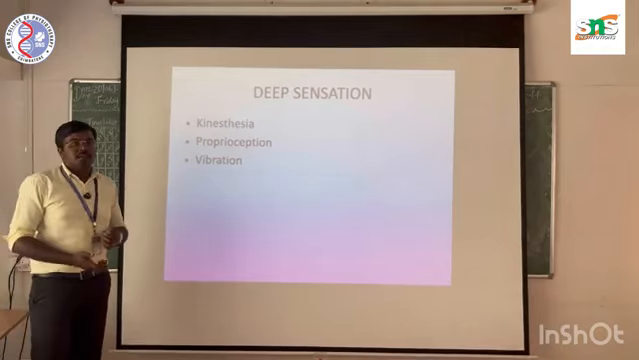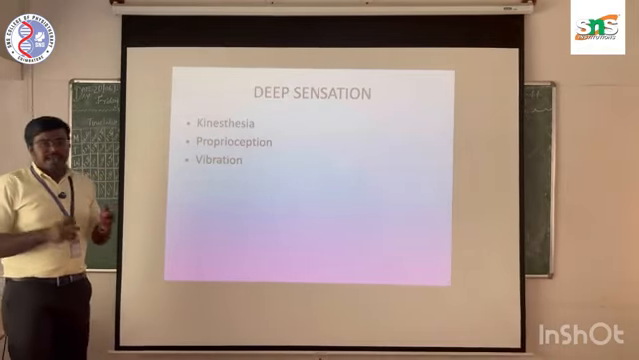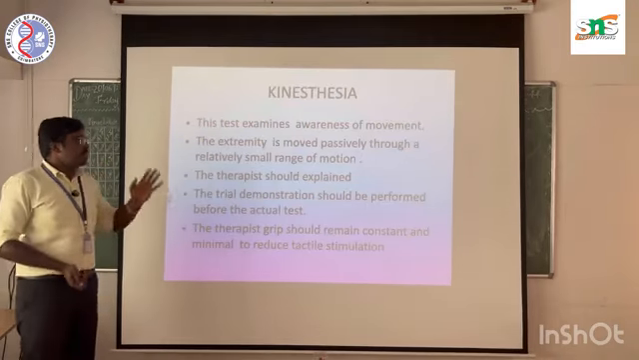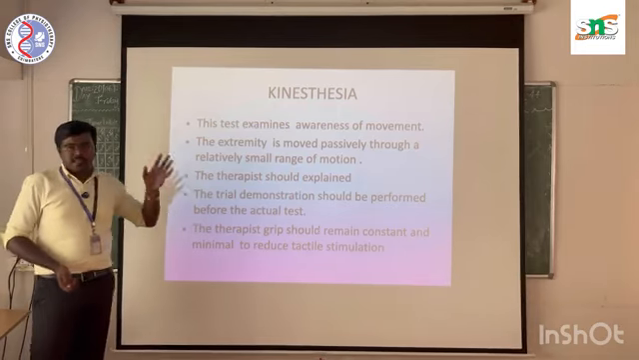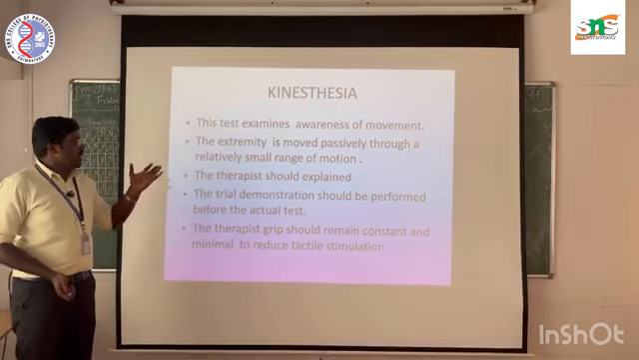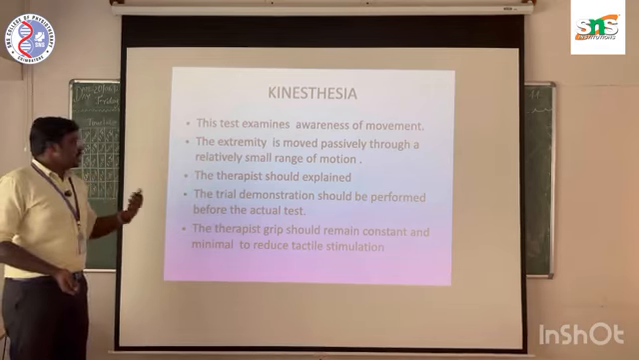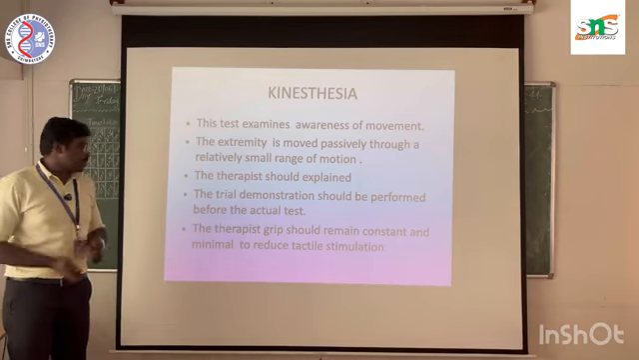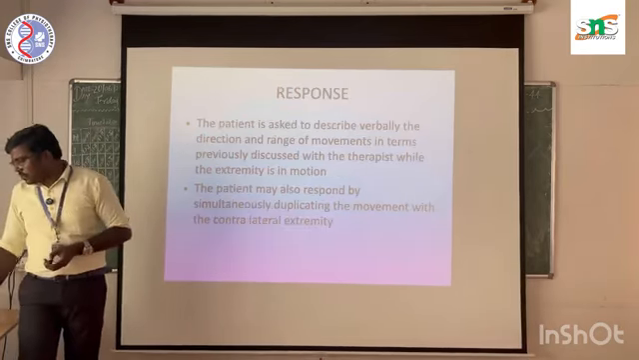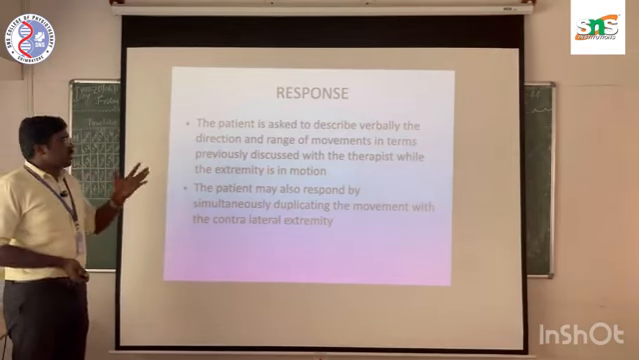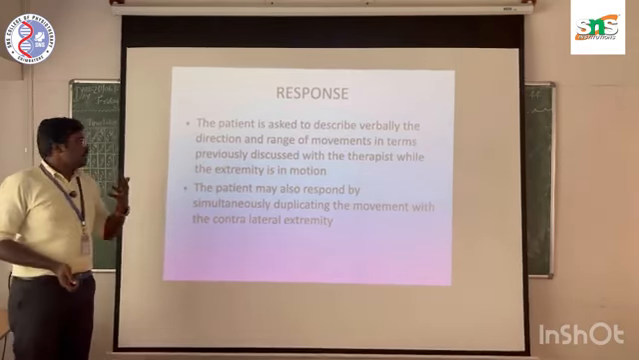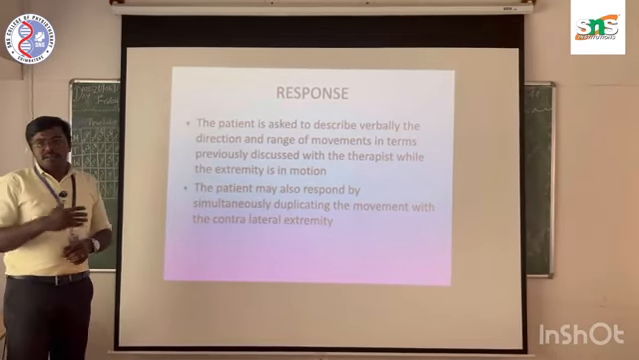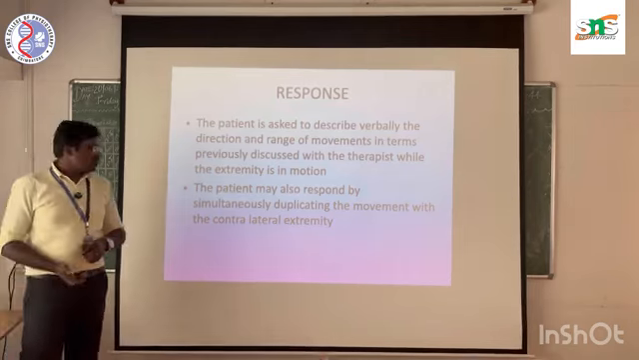Next, deep sensation: kinesthesia, proprioception and vibration. In kinesthesia, we assess the awareness of movement. The extremity is moved passively through a small range of motion. The therapist should explain and also demonstrate a trial session. For the response, the patient is asked to describe verbally the direction and range of the motion, in terms previously discussed with the therapist, while the extremity is in movement.